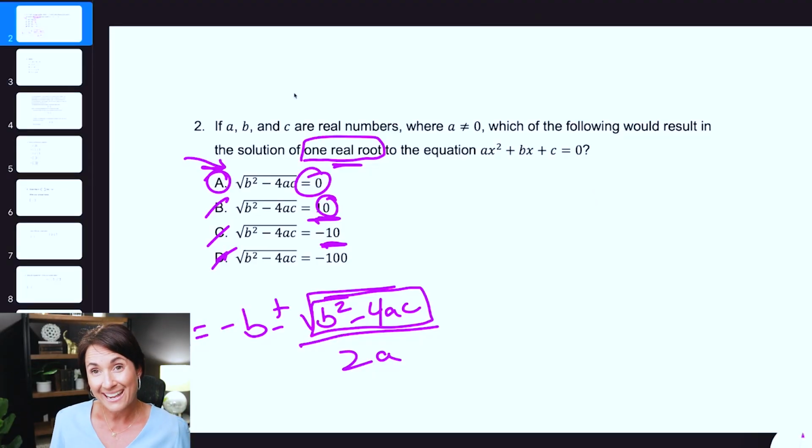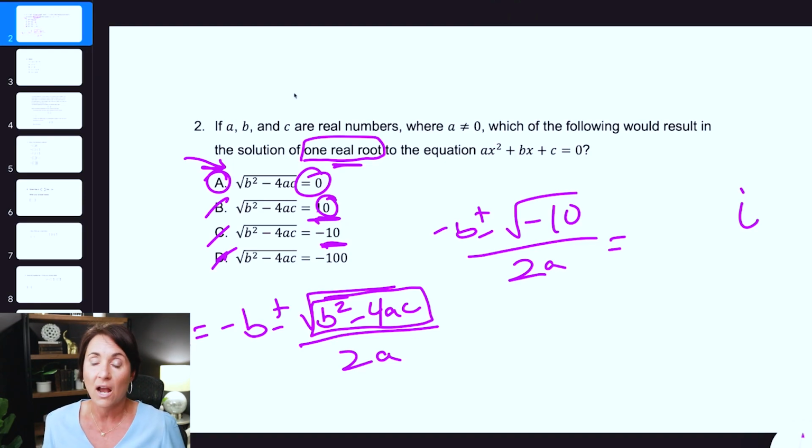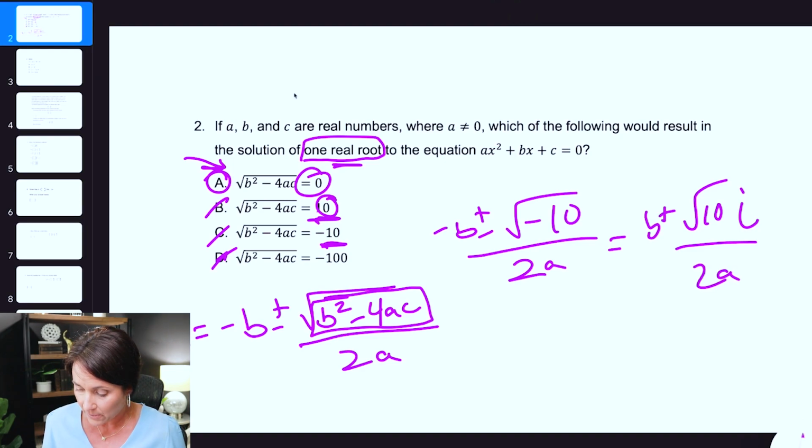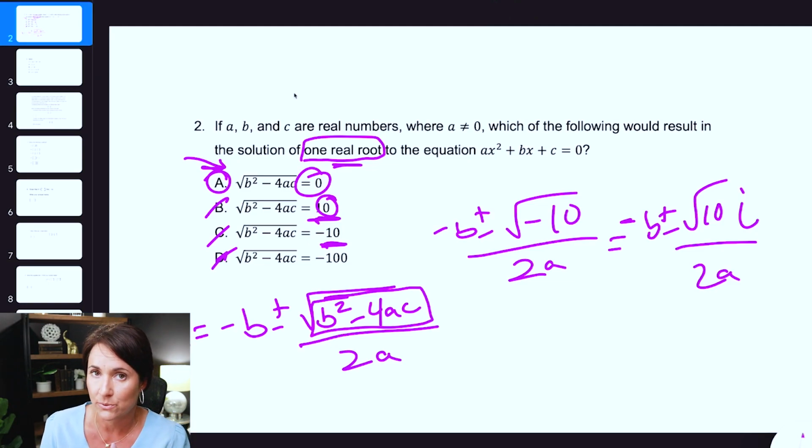Now, if we do it for this negative 10, remember again, we've got negative 10 under here: negative b plus or minus the square root of negative 10 over 2a. Pulling out the i, right away I know it's imaginary. It's not real. So 10 is out, but let me just show you. We've got the square root of 10i over 2a, negative b plus or minus. You've got two imaginary roots there.